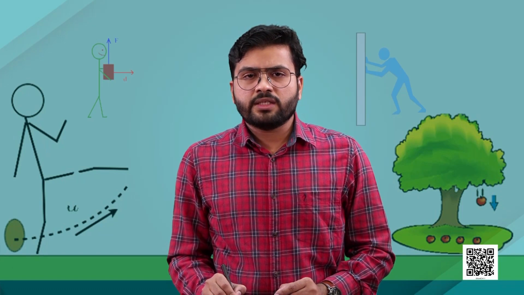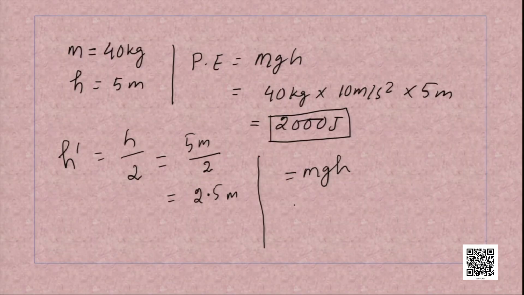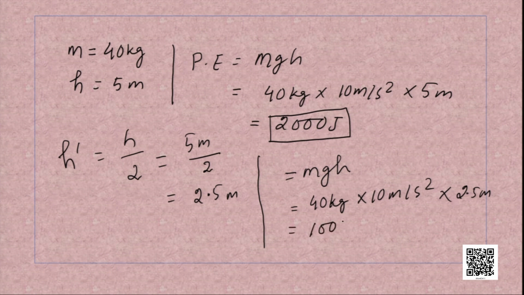So the potential energy here will be again mgh, which is nothing but again mass 40 kg, acceleration due to gravity 10 meter per second square, and the height will be 2.5 meter. And if you solve it, we get the value as 1000 joule.